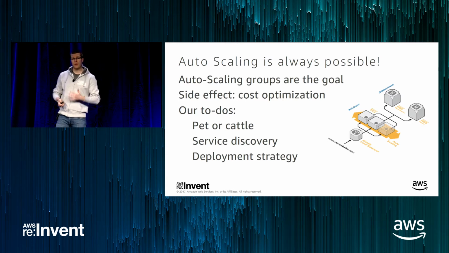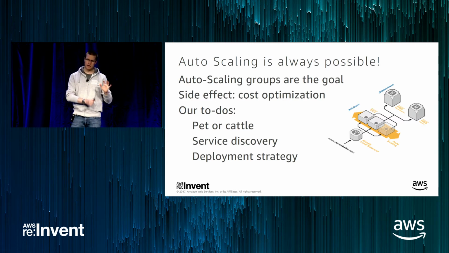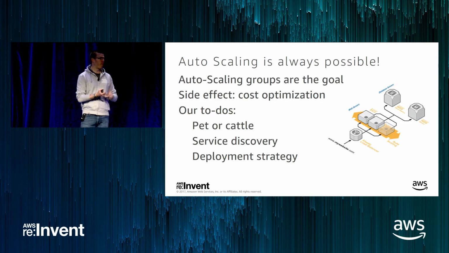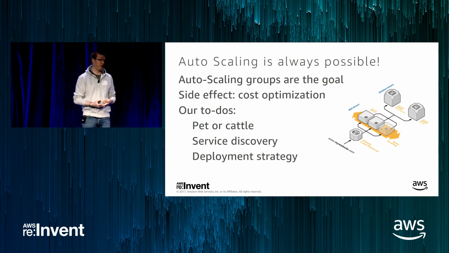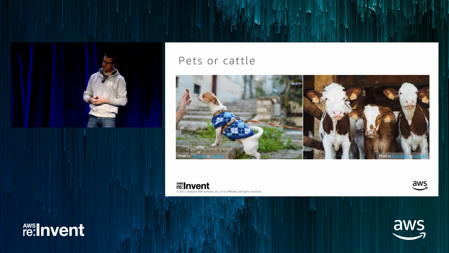So our to-dos when we migrated from those manually hand-cut instances to autoscaling groups were the problem of pets versus cattle, the service discovery, and our deployment strategy. So let's dive into pets or cattle.